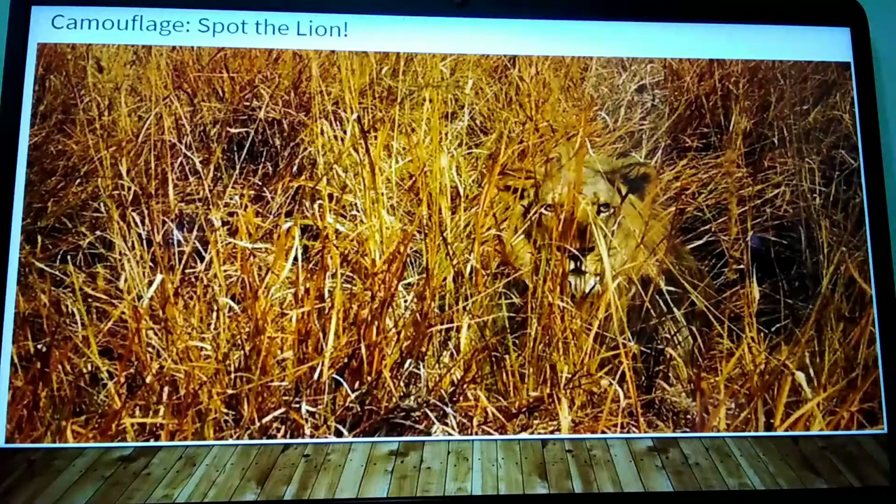Now this is a grassland animal, the lion, which undergoes camouflage, because here the grass will be, as I told, 7 to 8 feet long. So whenever it wants to protect itself, it will merge with the surroundings and hide in the grass. And when it wants to catch the prey also, it hides without being visible to the prey. And then whenever it spots the prey, it jumps on it and catches the prey.